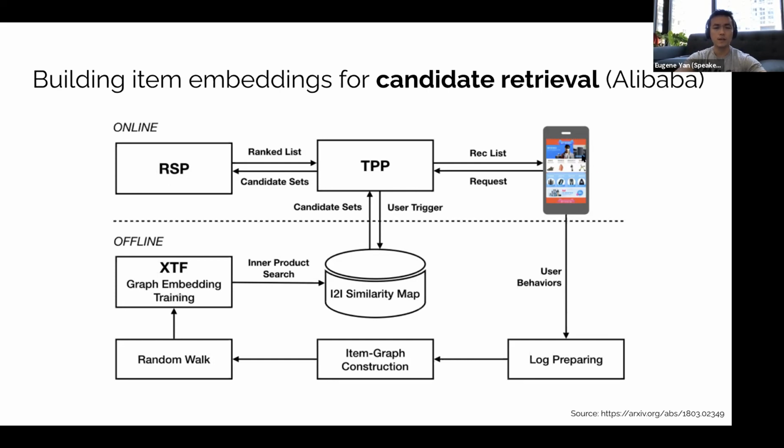So you can see some very familiar components in here. The I2I similarity map is really just the candidate retrieval, and the ranker is really in the form of the RSP. And of course, the embeddings are trained via random walks, word2vec plus random walks on the item graph. And again, you can see that they separate it into the offline and online environment as well.